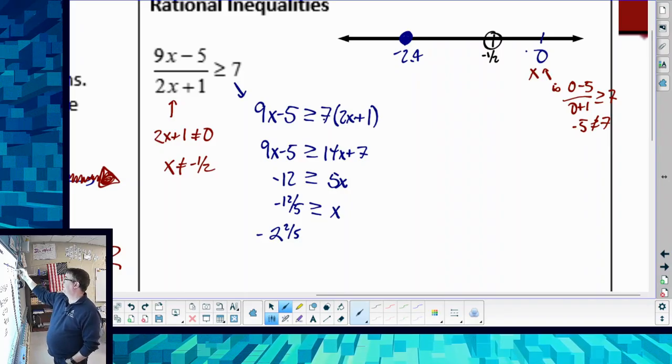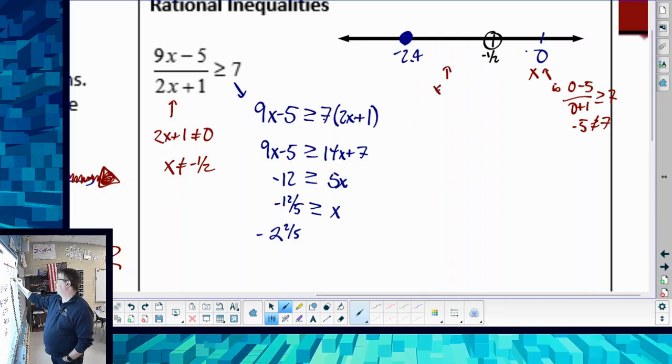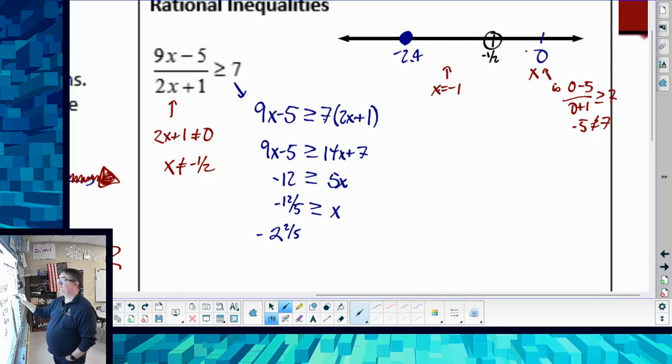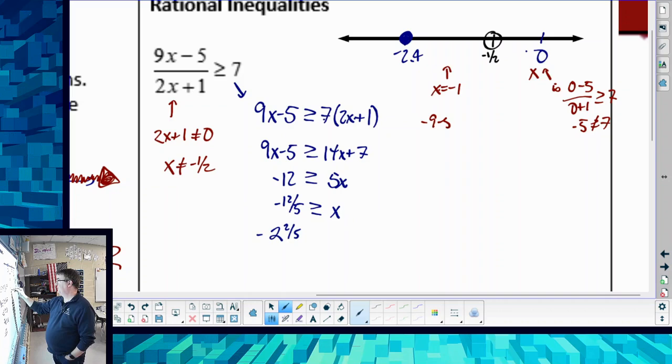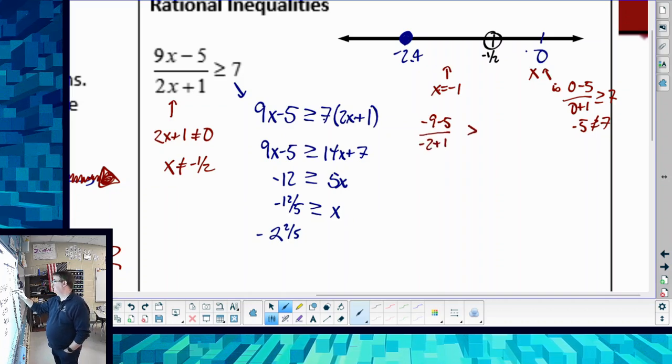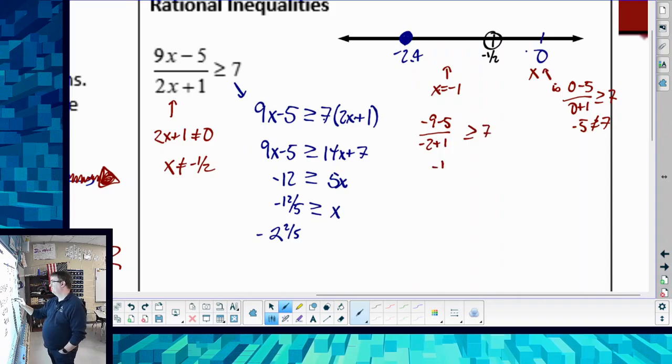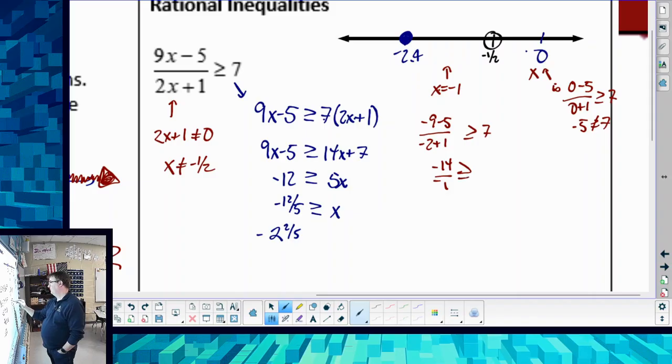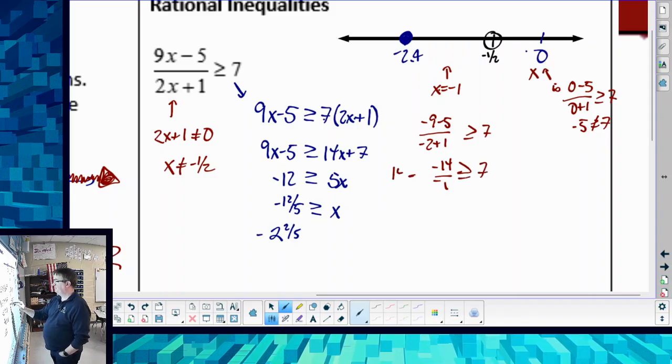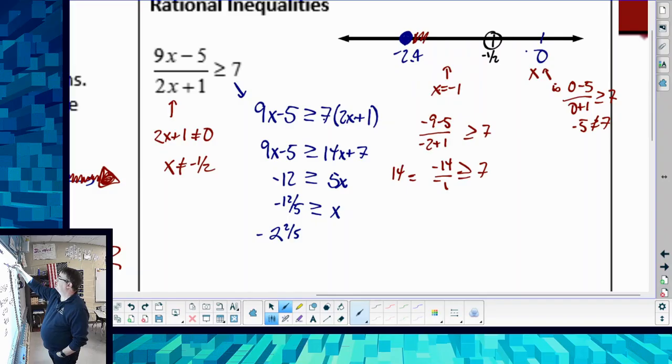2.4, let's pick a number, I don't know, let's just say -1. So then if I do that, I'm going to get -9 minus 5 over -2 plus 1. Is that bigger than 7? Sure enough, that equals 14. So we are going to be bigger. So we're going to be right there in that spot.